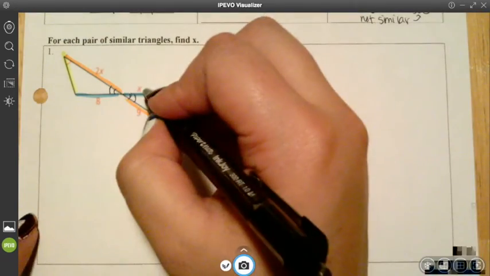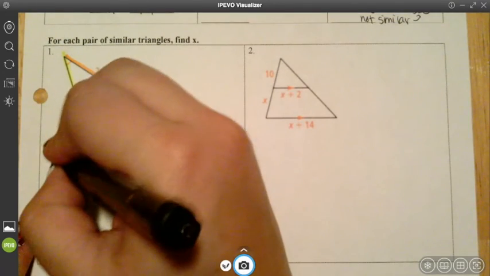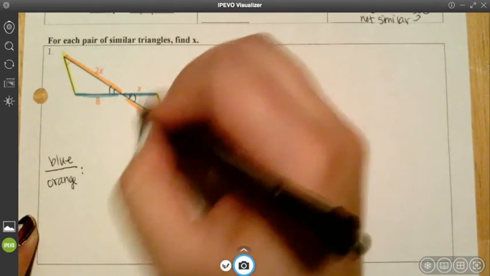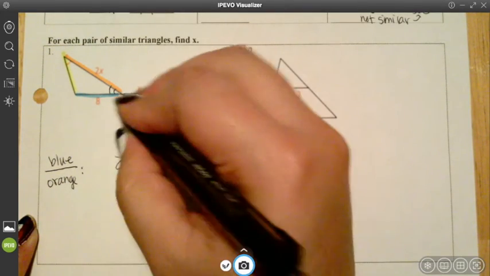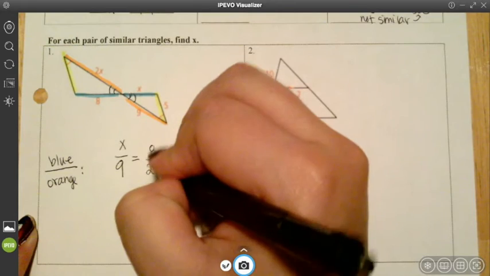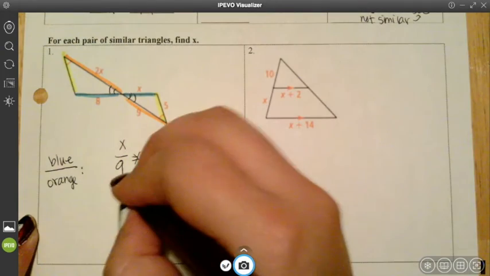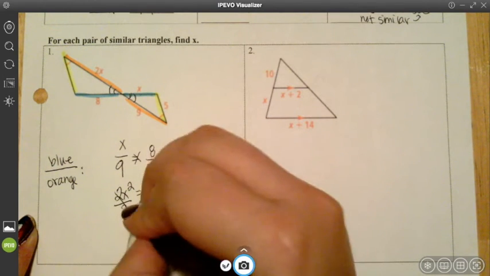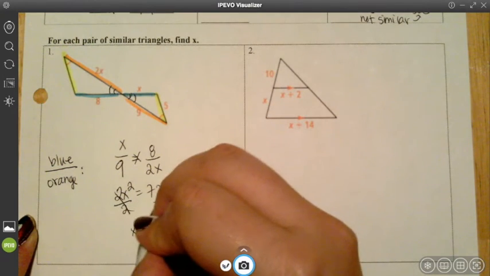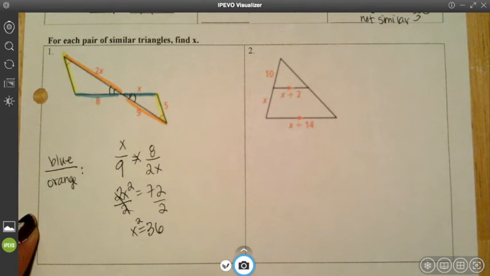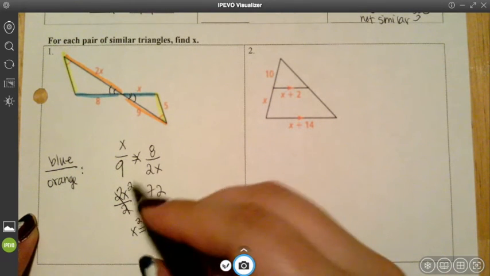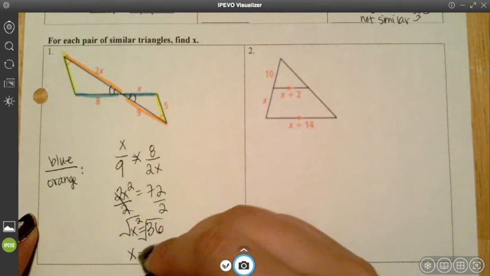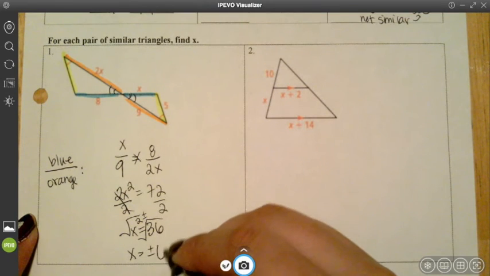So from the same triangle, I'll set up blue over orange. So that's going to be x over 9 equals blue over orange, 8 over 2x. Cross multiply, 2x squared equals 72. Divide by 2, x equals 36. Sorry, x squared equals 36. Well, how do I find x? What number when squared gives me 36? So you can think about it as the square root property, which says that x equals plus or minus 6.